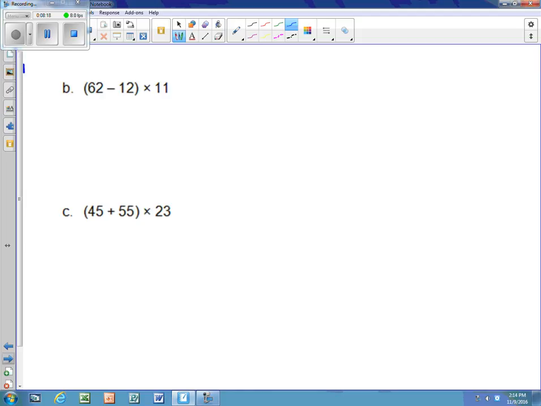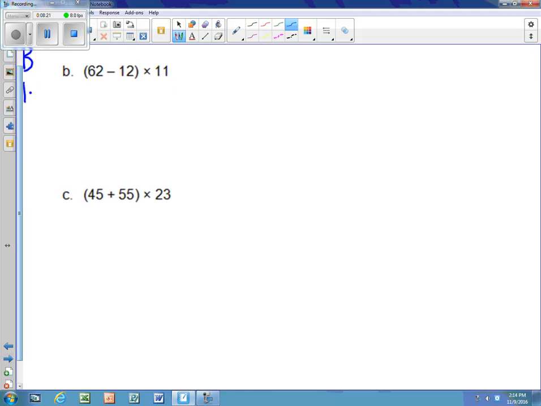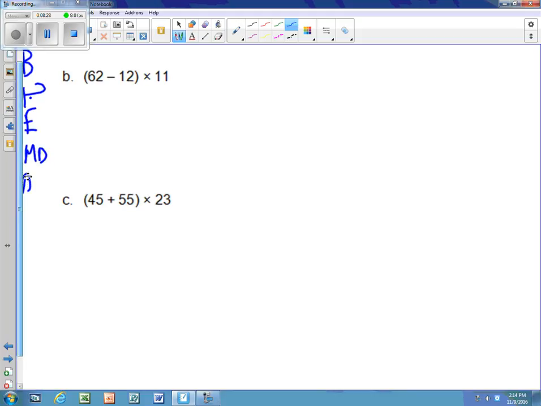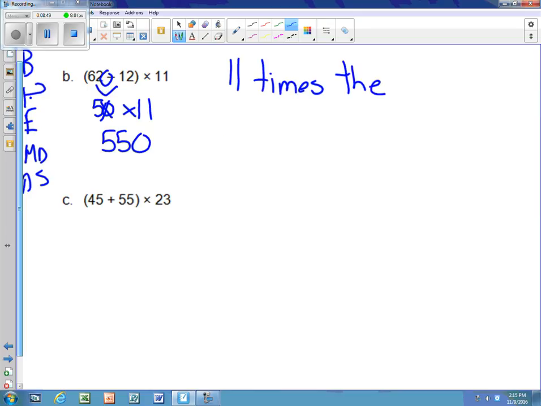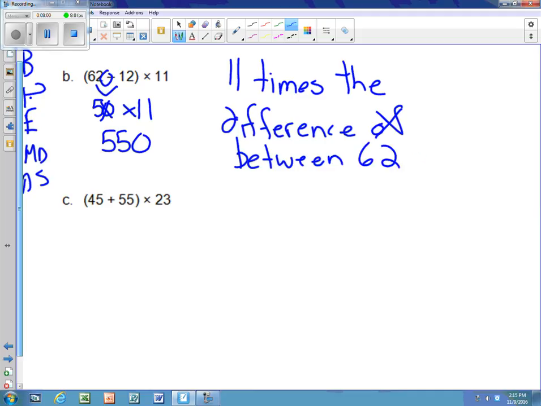Here we go again. We're going to use our B PEMDAS. First we find what's in parentheses, and we see that that's 50 times 11. We're going to ignore our 0. 5 times 11 is 55, and we can put our 0 back in. This time we're finding the difference. So we are doing 11 times the difference, well, not of, between 62 and 12.